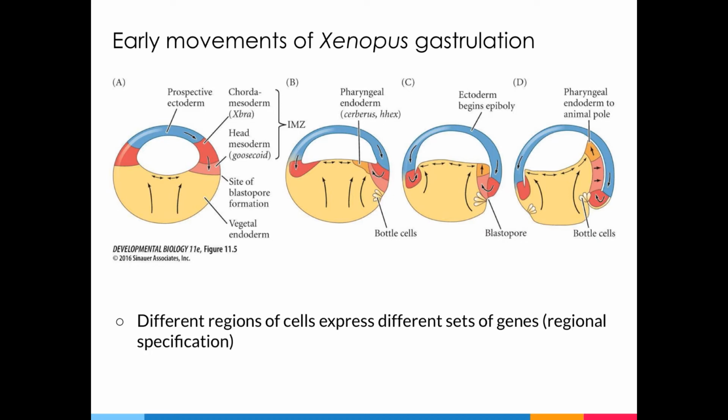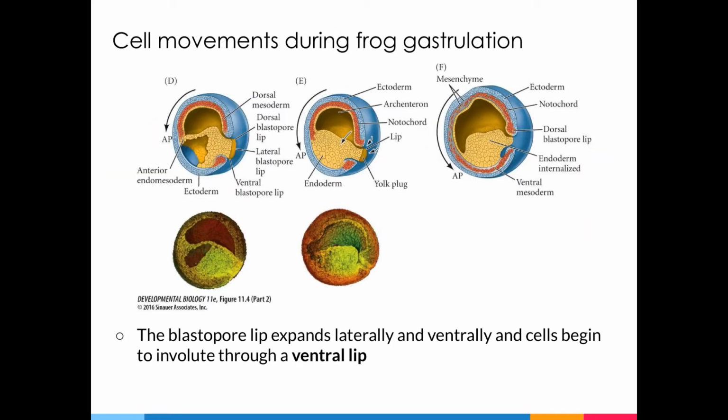So as you can see, the cells that make up the dorsal blastopore lip are constantly changing as the original cells migrate into the embryo and are replaced by cells migrating downward, inward, and then upward. This temporal change in the cells that make up this structure is important for a series of inductive interactions that we'll encounter later. As involution continues during gastrulation, the lip expands laterally and ventrally.